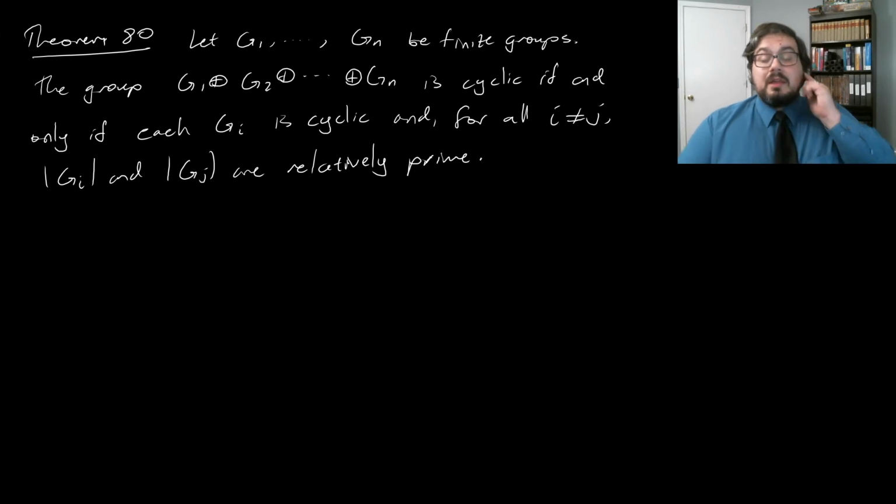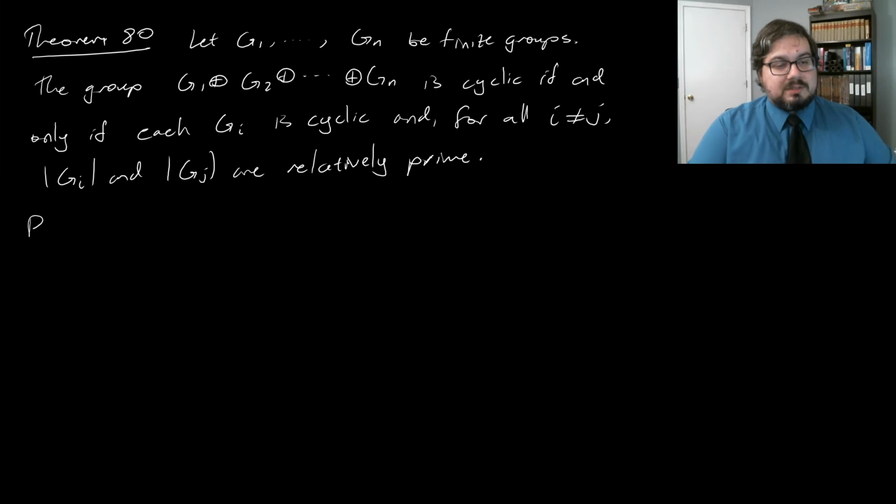So according to this theorem, what happened previously? We looked at cyclic groups of orders 2 and 3. 2 and 3 are relatively prime, therefore their direct product is cyclic. We looked at cyclic groups of order 5 and 8. 5 and 8 are relatively prime, and therefore their product is cyclic. On the other hand, 2 and 2 are not relatively prime, 4 and 10 are not relatively prime, and therefore the direct product of cyclic groups with those orders is not cyclic. So that's what theorem 80 is telling us. It really all comes down to applying theorem 79 in the appropriate way. So let's do it.